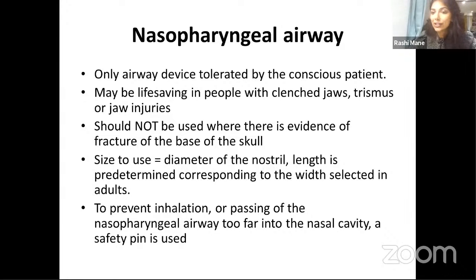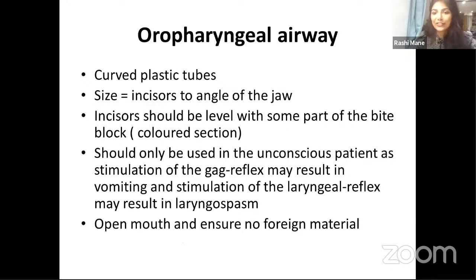Like I said, to size it, you look at the nostril. The length is usually dependent on the size of the nostril itself, so it's a 2-in-1 there. And to prevent inhalation, which actually can sometimes happen, once you put the nasopharyngeal tube in, you put a safety pin on top to sit on top of the nose, not through your nose, of course. We've had some people do that by accident. That's not good. Then you've got your oropharyngeal airway.